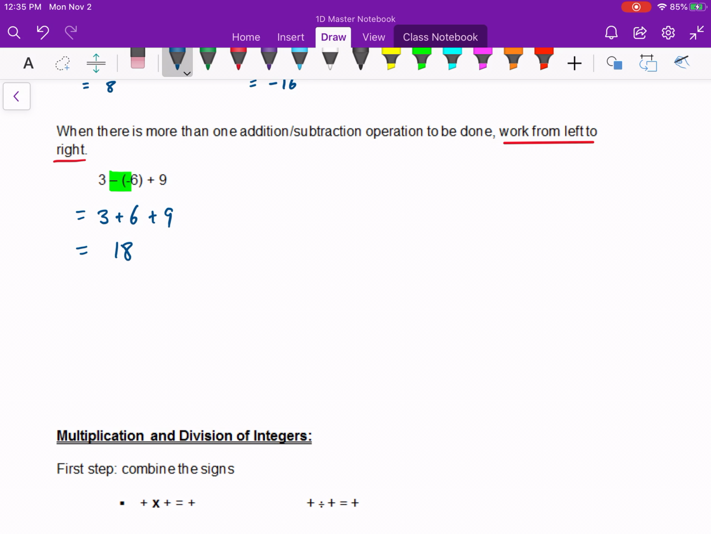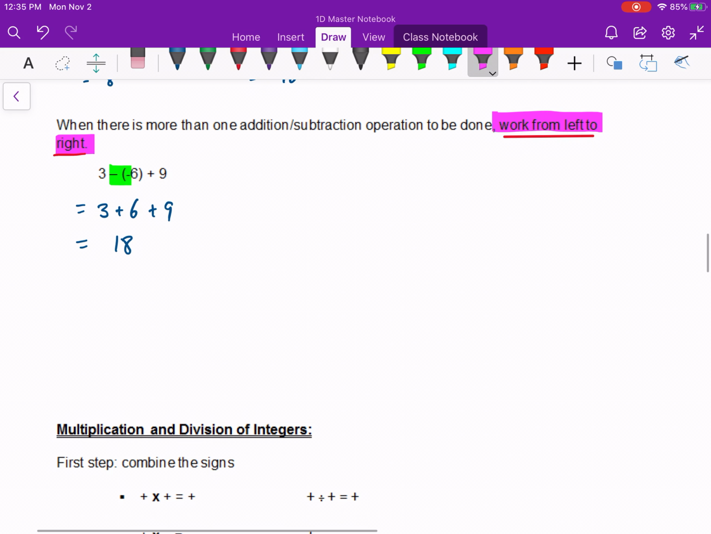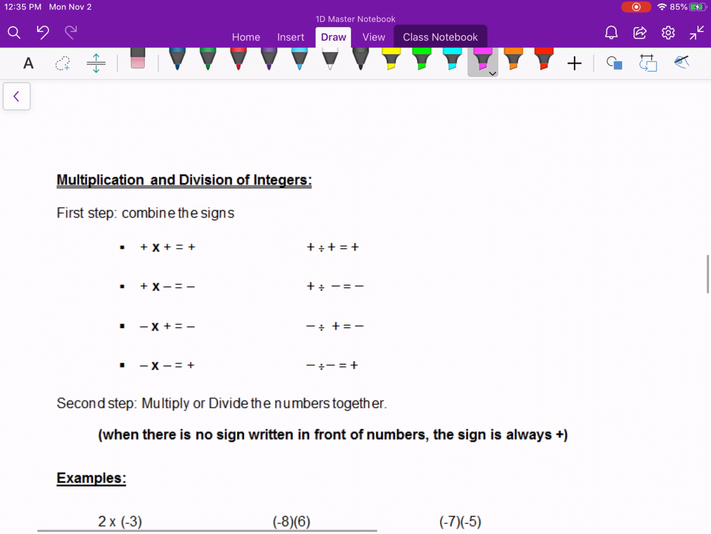When this rule about working from left to right is more important is when we've got operations involved. So the operations involved in this example are all just plus, they're all equal. But when I've got multiplication or division or adding and subtracting mixed together, then order of operations, as you know, starts to become more of an issue.